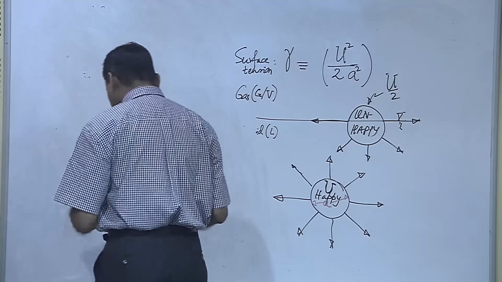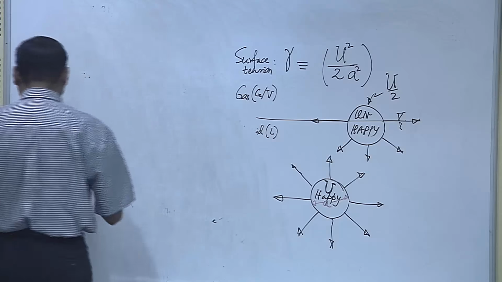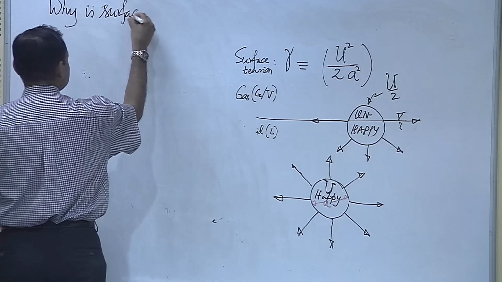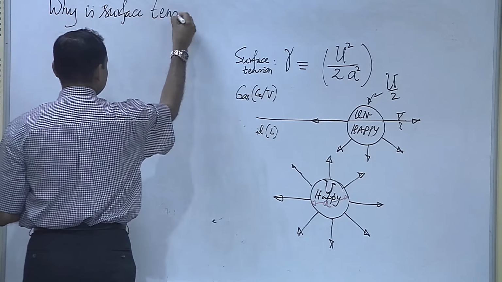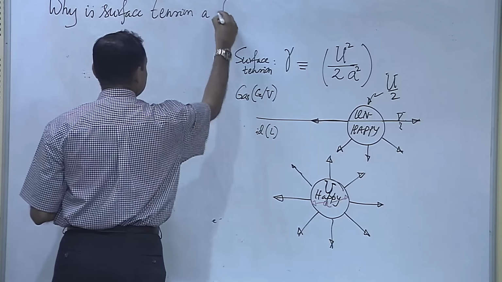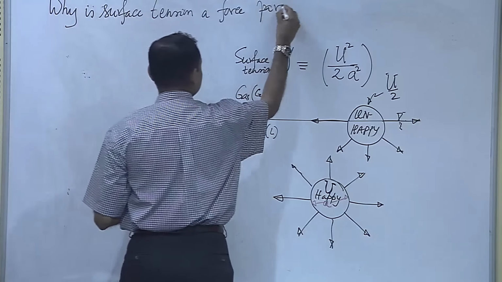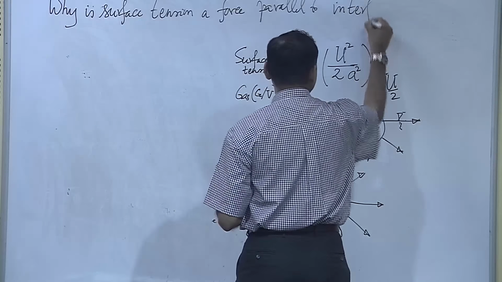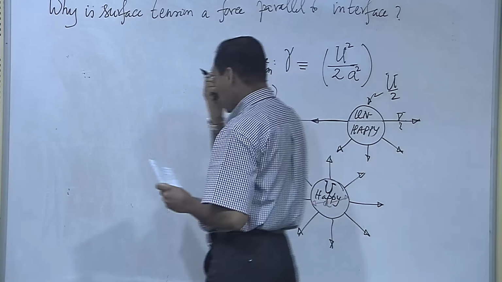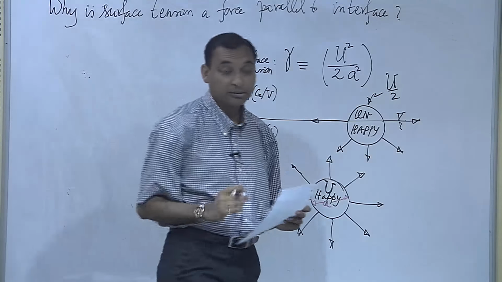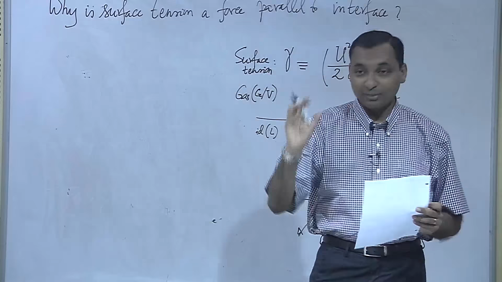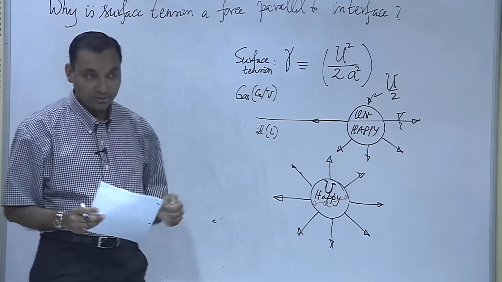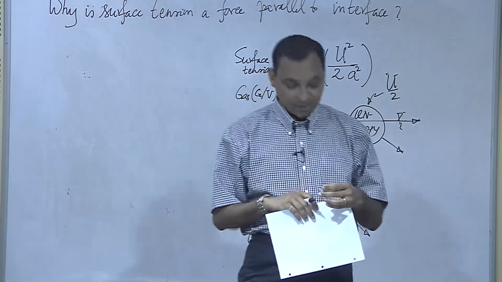So, the question is, why is surface tension a force parallel to the interface? It's a fundamental question. We often take things for granted, right? But you have to think deeper. If this is a representation, then what is going on in here? Is there something fundamentally we are missing?